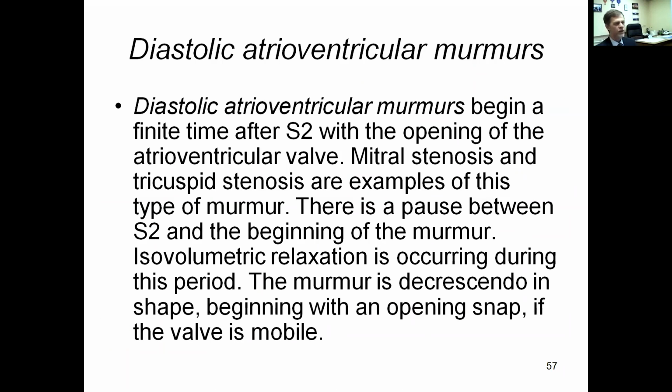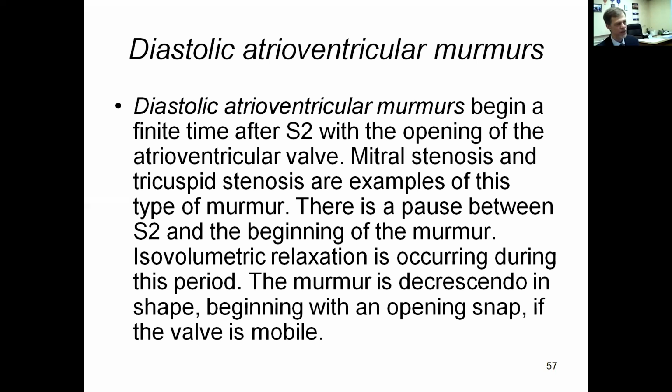Diastolic murmurs. Now we talk about systolic murmurs, which may be due to stenosis of the aortic and pulmonary valves, the semilunar valves, and incompetence or regurgitation of the mitral and tricuspid valves.